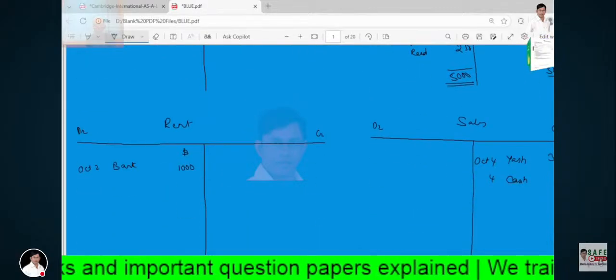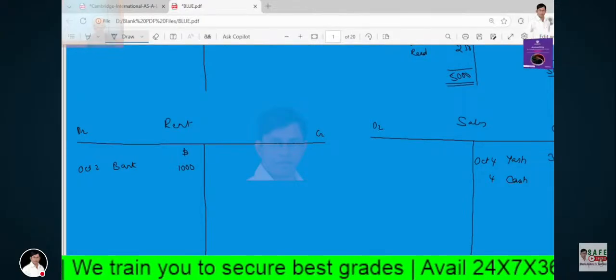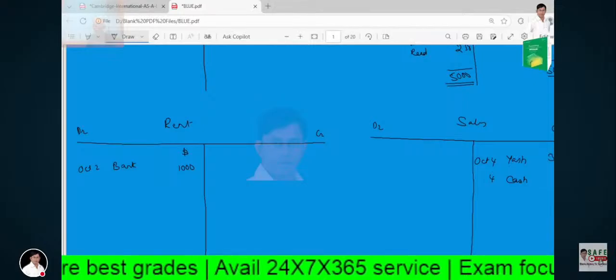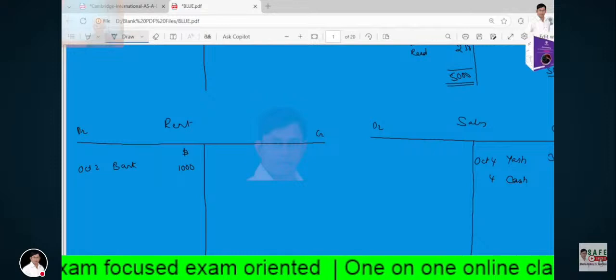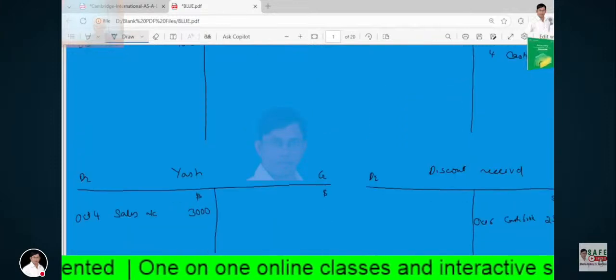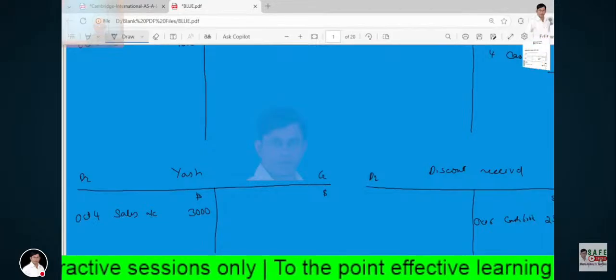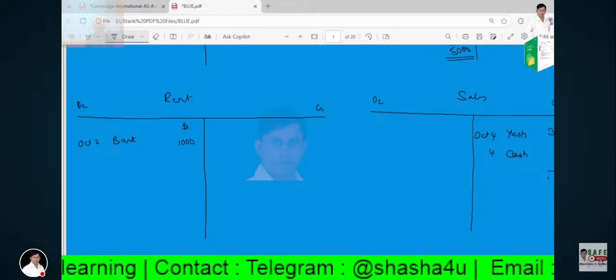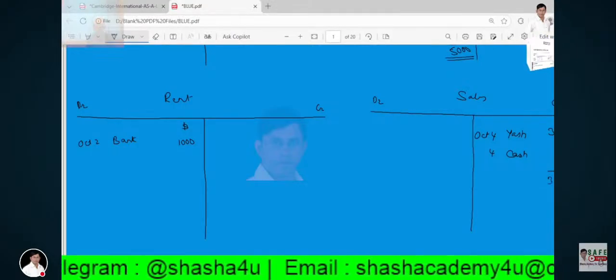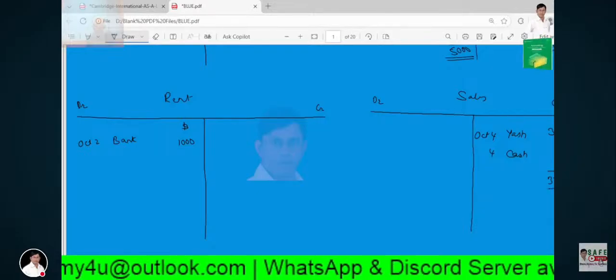Rent account. This will straight away go to trial balance. You have to write this as it is. Sales 3,700. This will go to the sales account, directly to trial balance. So if you want, you can just write the total. So this will go to trial balance.